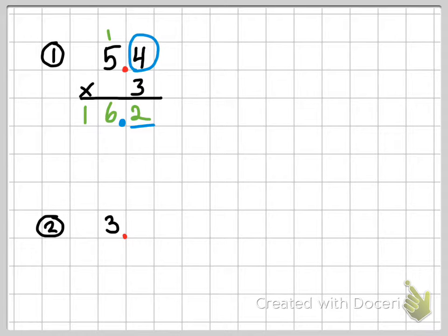Number 2. 3 8/10 times 4. So let's just multiply like normal. 4 times 8 is 32, carry the 3. 4 times 3 is 12, plus 3 more is 15. How many numbers behind the decimal in the original problem? Only the 8, so only one number behind the decimal, which means my answer only has one number behind the decimal. 15 2/10 is my answer.